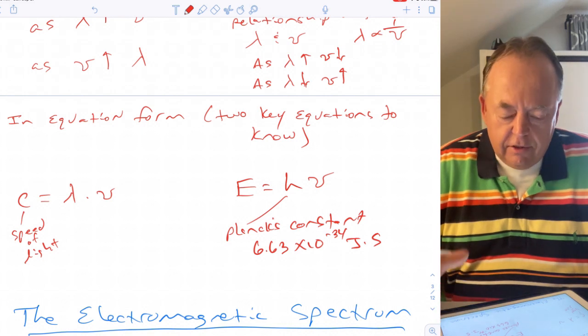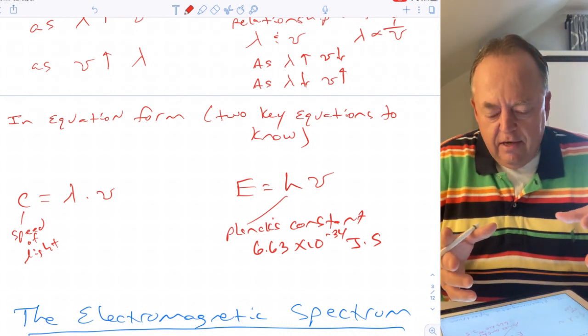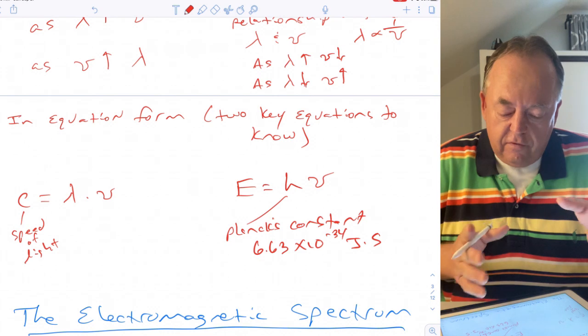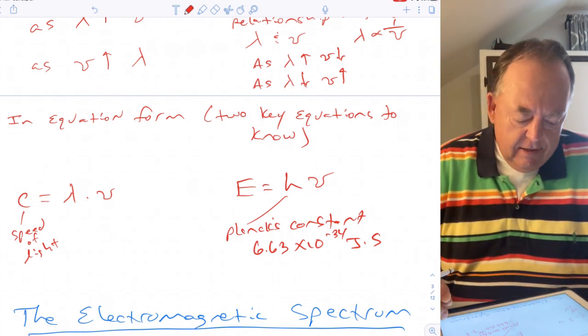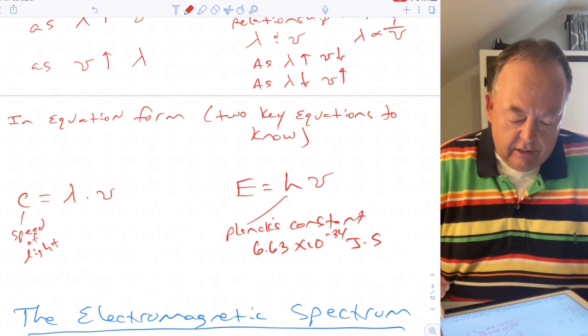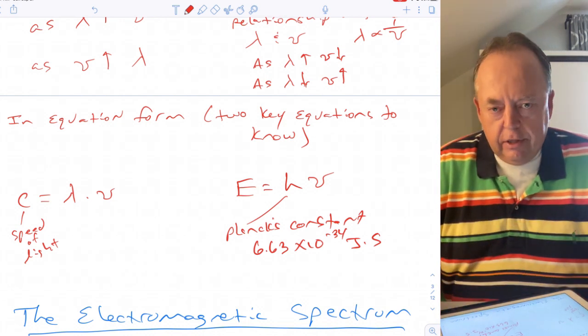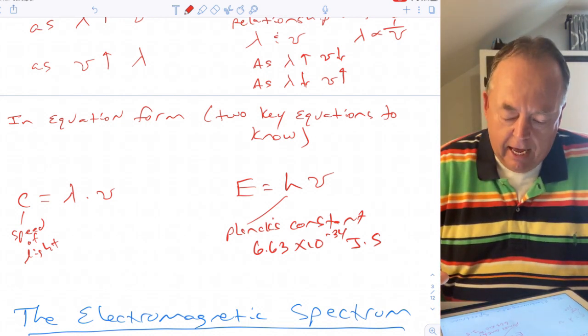So there's a little bit of math in this chapter, probably about the first third of the lecture, first half of the chapter is doing calculations. And these will be two of the equations, and the other half of the chapter is purely conceptual. It doesn't require any math at all.